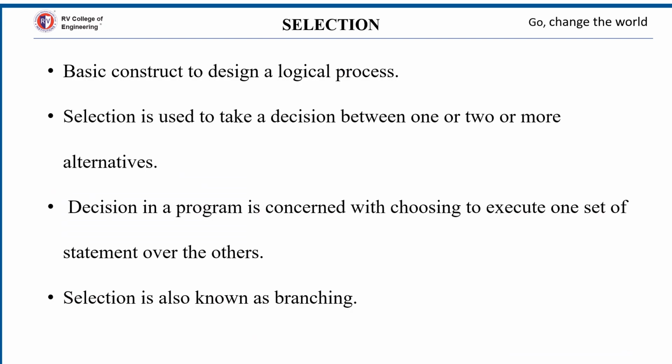Now let us understand the selection or branching constructs. It is a basic construct to design a logical process. Selection is used to take a decision between two or more alternatives. It is designing a program by choosing to execute one set of statements over others. You are not supposed to execute both statements, you will be executing one among them. So this selection is also called branching.